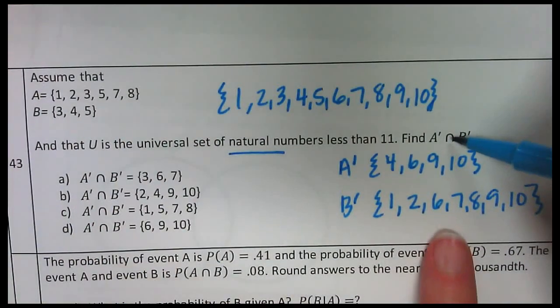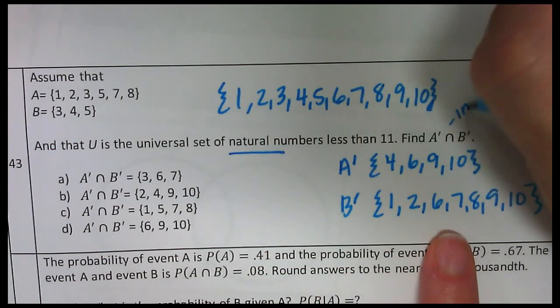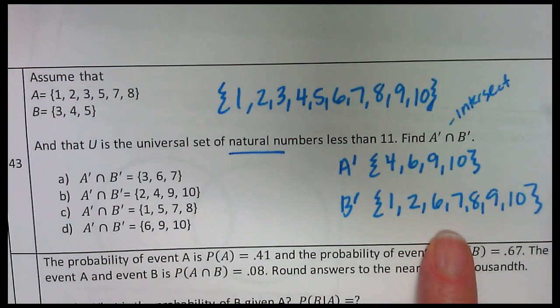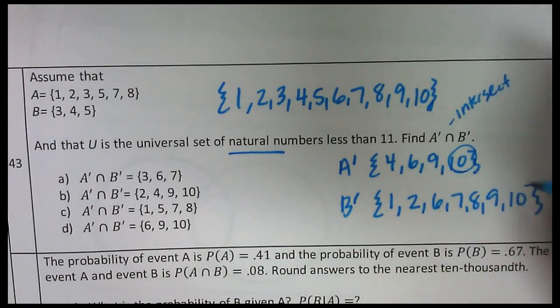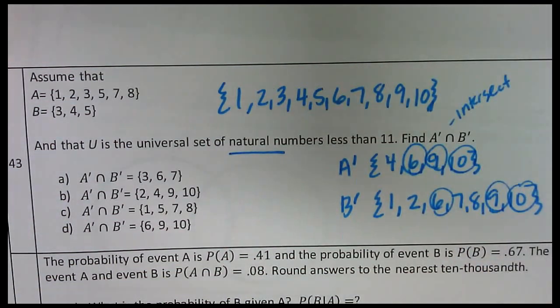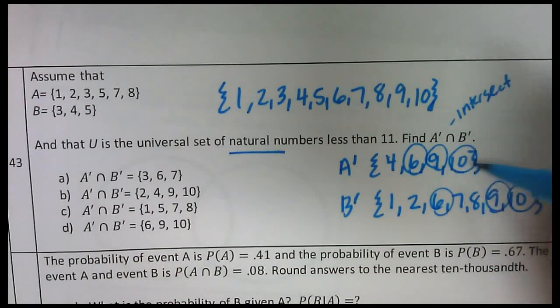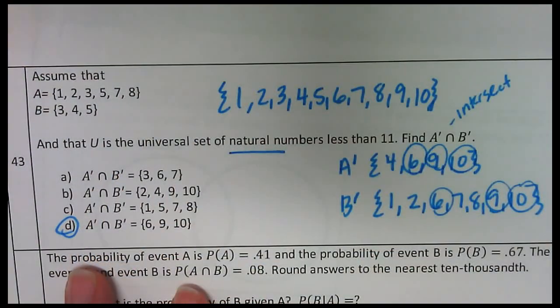And then this symbol means intersect. So that's what overlaps between these two. So what's overlapping between these two groups? They both have a 10, they both have a 9, they both have a 6. So there's 3 elements that intersect, 6, 9, and 10. So that's choice D.